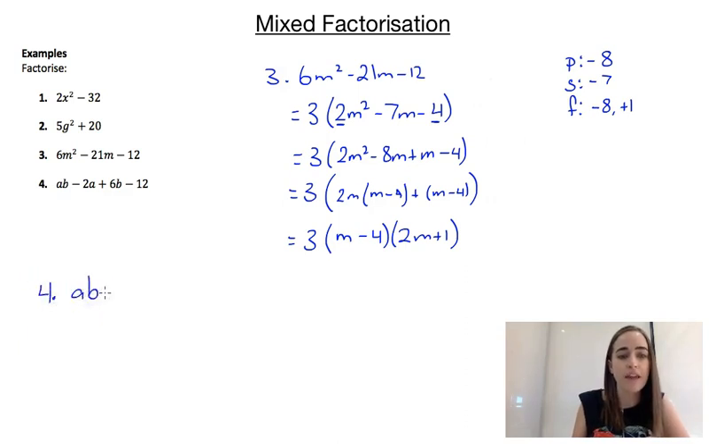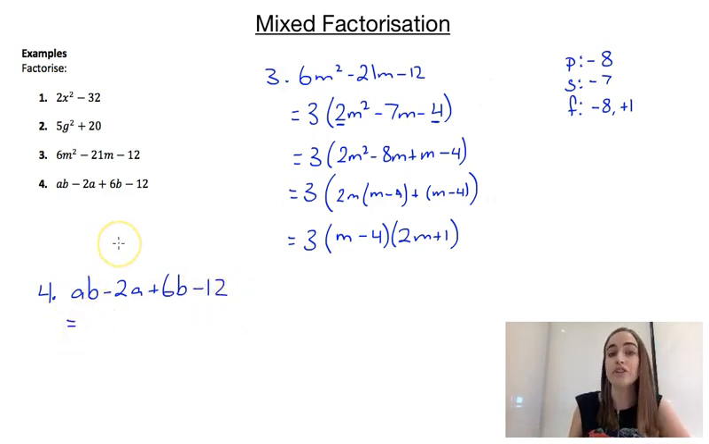So we've got AB minus 2A plus 6B minus 12. So 4 terms, so we're going to have a look, first thing we check for is common factors, but there's no common factors in this one. So then because it's 4 terms, we're going to look and see if we can factorize by grouping.